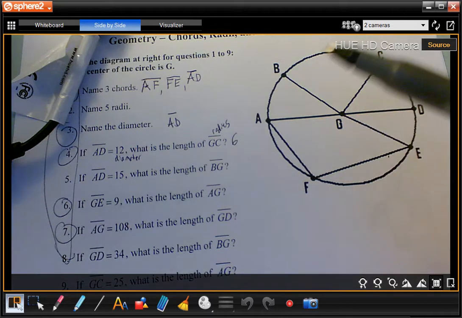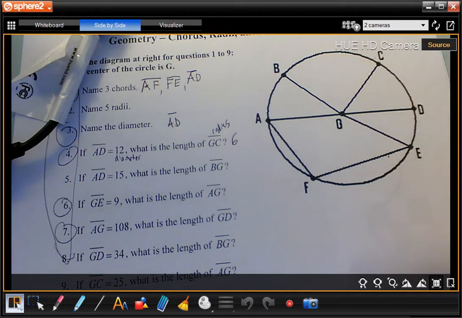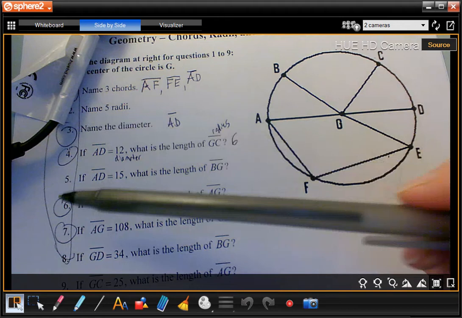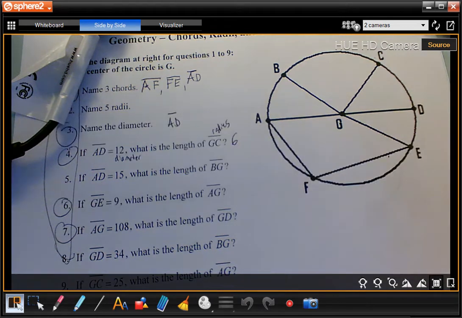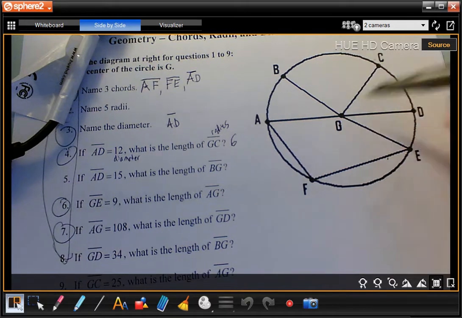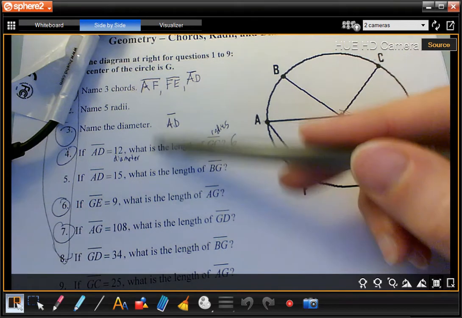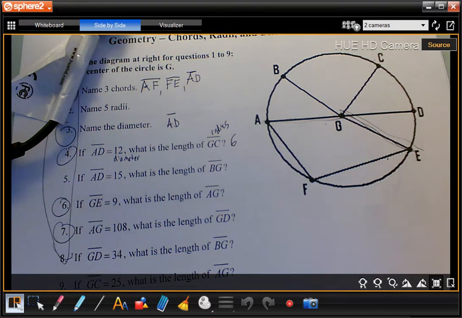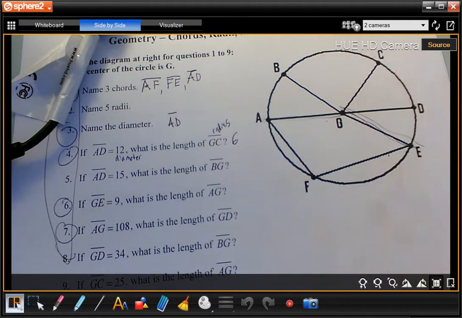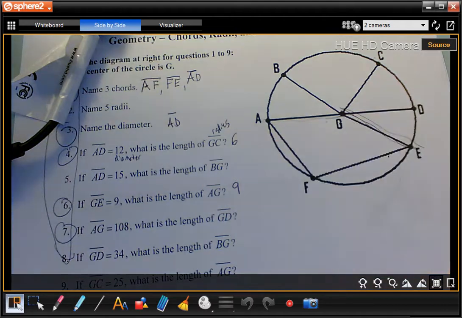Now we're going to skip over 5 because it's similar, so it'd be a great one for you guys to try. And we're going to look at number 6. G to E is 9. What would A to G be? So we've got G to E right here. That's 9. What would A to G be? Now we're ignoring all the other stuff up here. Nothing has been given to us. This is brand new information. So G to E is a radius. If it's 9, A to G also has to be 9 because it is a radius.